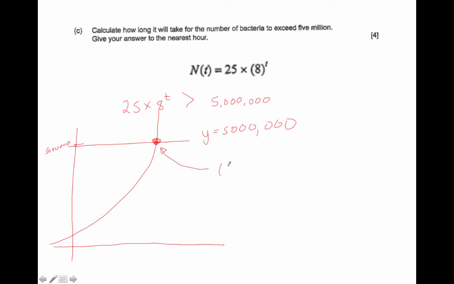This came out as 5.87. And then obviously the y coordinate is 5 million. So this means after 5.87 hours, it will be at 5 million. So after that, it's going to be more than 5 million. It says give your answer to the nearest hour. So this would need to go to 6 hours. So final answer, 6 hours. Good job, guys.